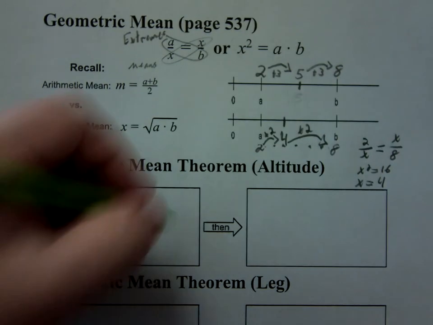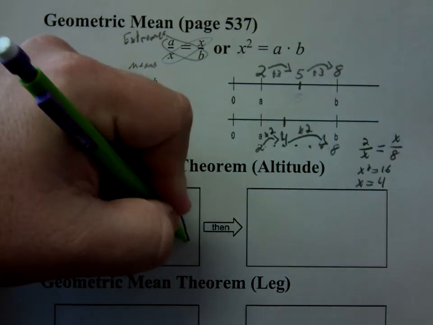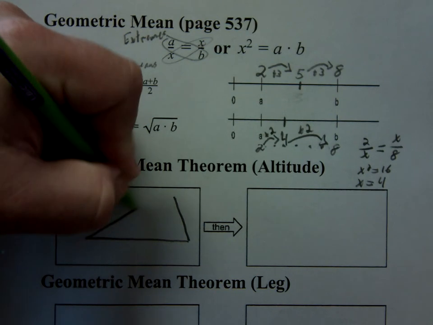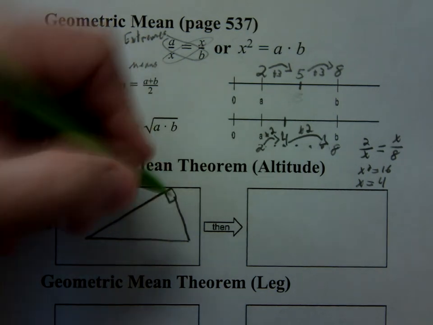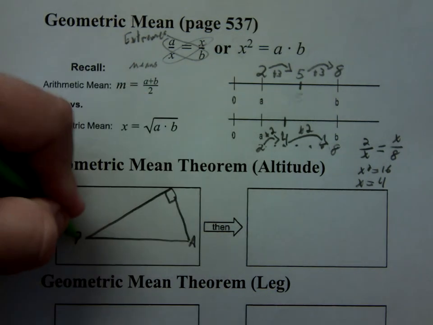We're going to use the same picture as before. We are going to make a triangle, A, B, C, and we're going to drop an altitude down in it. So please label that the same, and I will pause the video to do so.